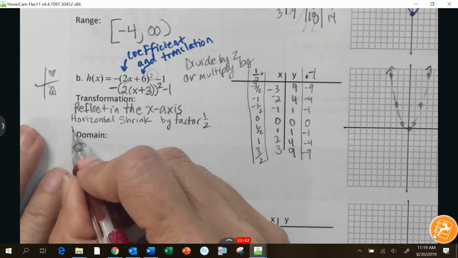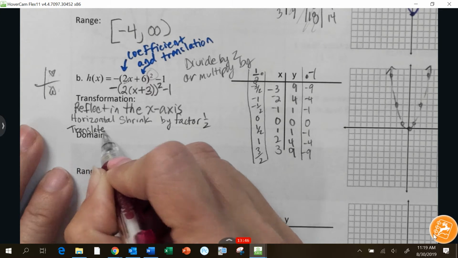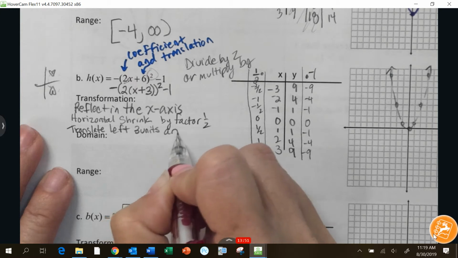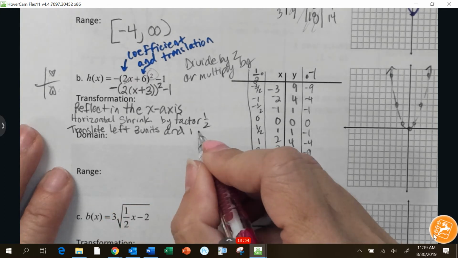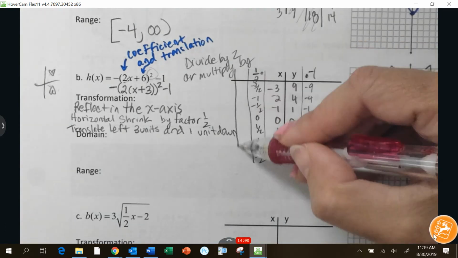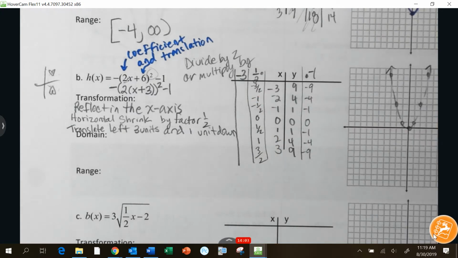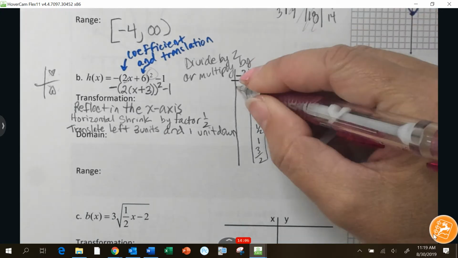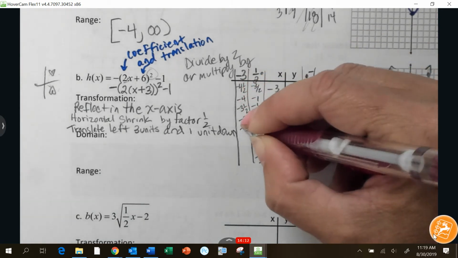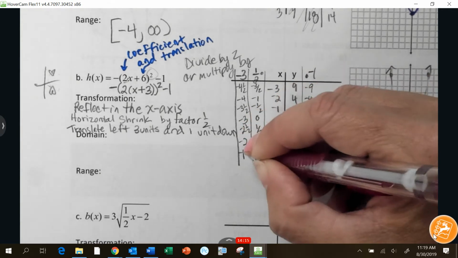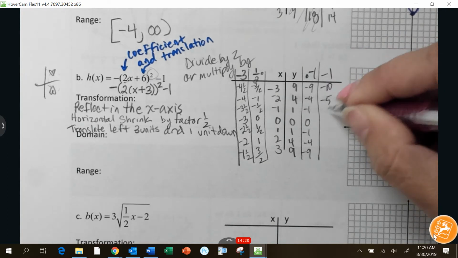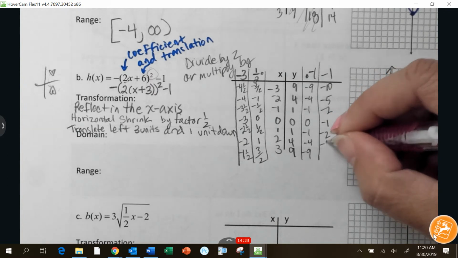So this is a translate to the left 3 units, and then we'll go ahead and put 1 unit down. That's our right. So in our table, we will be subtracting 3, not 6. We'll be subtracting 3. -4.5, -4, -3.5, -3, -2.5, -2, -1.5. And then subtract 1 from the y's, -10, -5, -2, -1, -2, -5, -10.